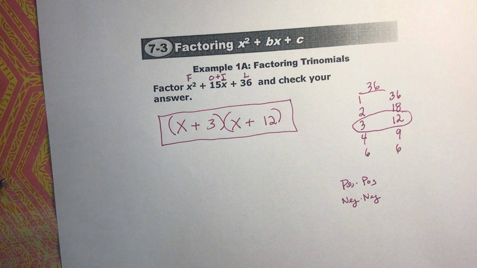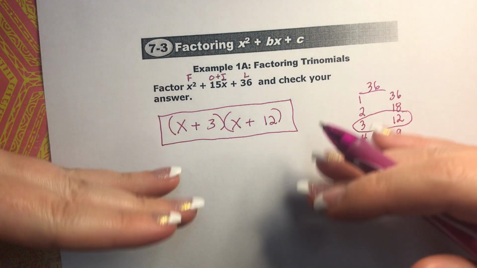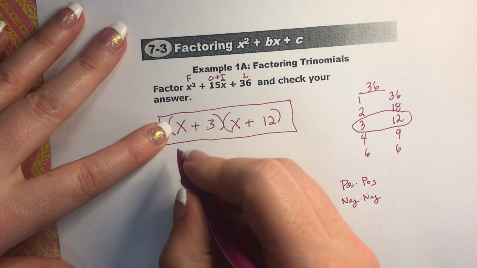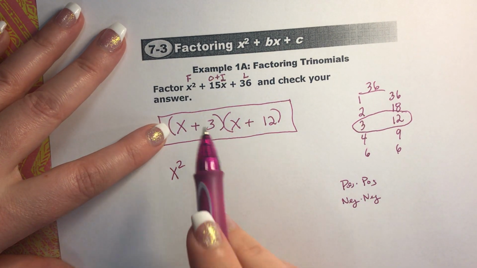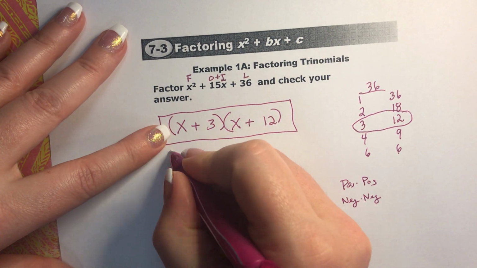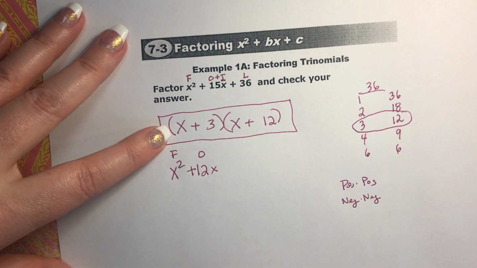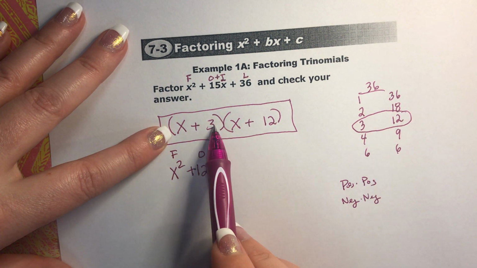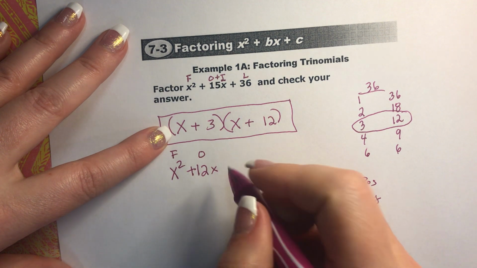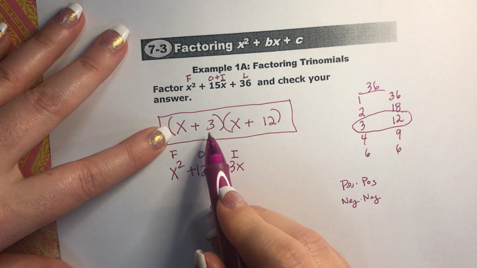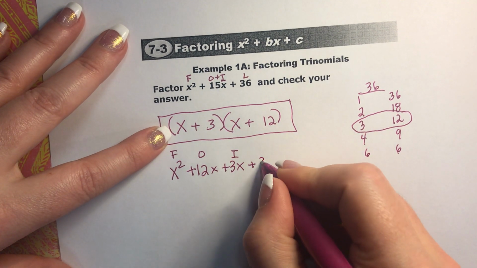I just love when I check it because it kind of cements everything that I'm doing. So x times x, that's my first, right? That's x squared. And then x times 12, that's 12x. This is my first, this is my outside, and you can see that's my factor right there. And then my inside is 3 times x, which is 3x. And then my last, 3 times 12, is a positive 36.